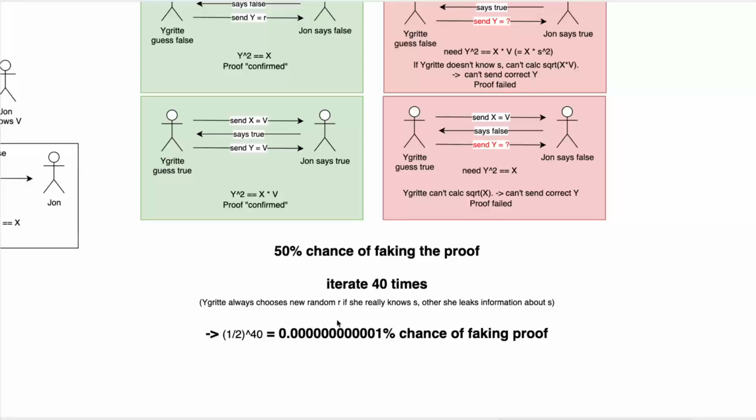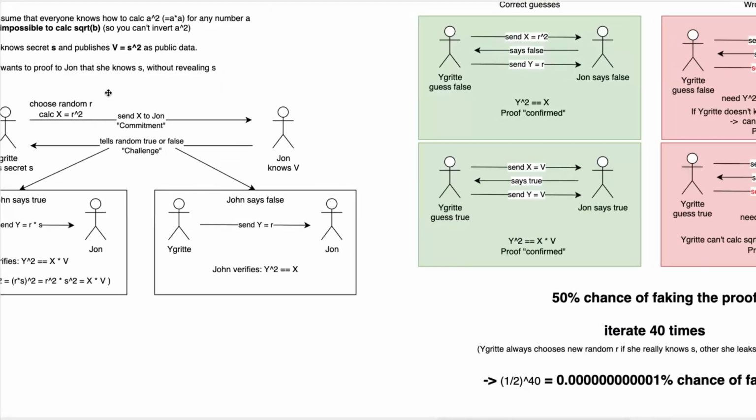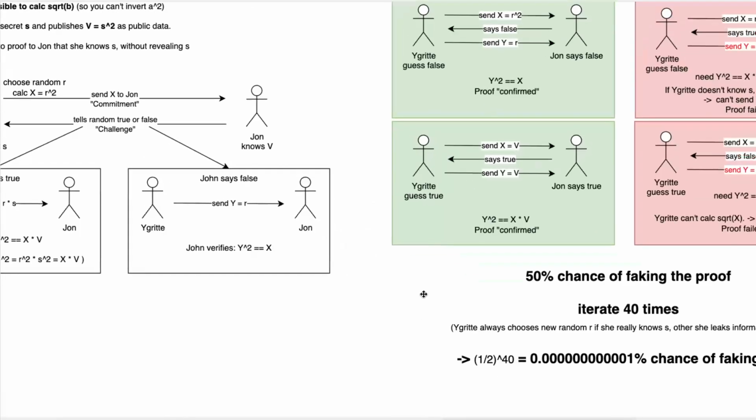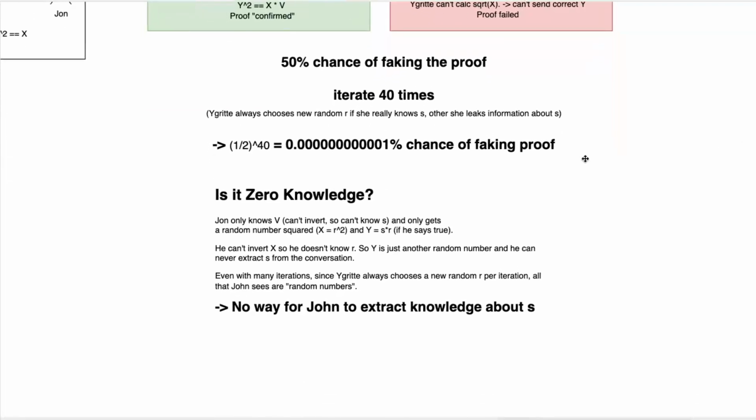One important thing to note, and that's important for the zero knowledge proof property that we will check next: yes, we iterate here, but in this iteration, as I said before, this commitment in the beginning, where she chooses a random number, needs to be a new random number every time, of course. But we will see. So next step, is it really zero knowledge?